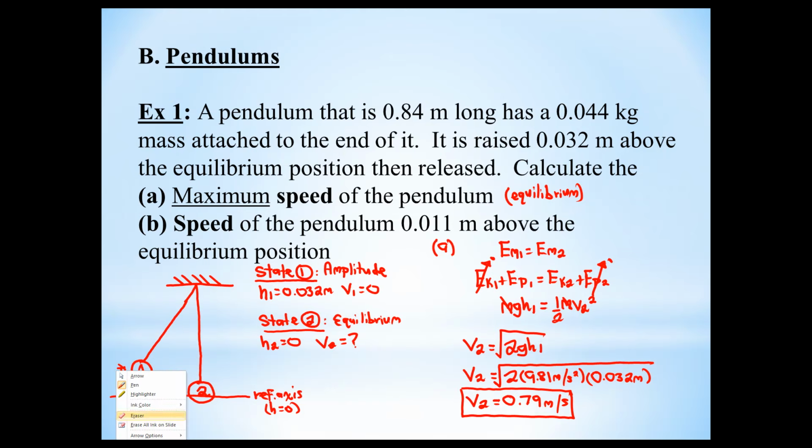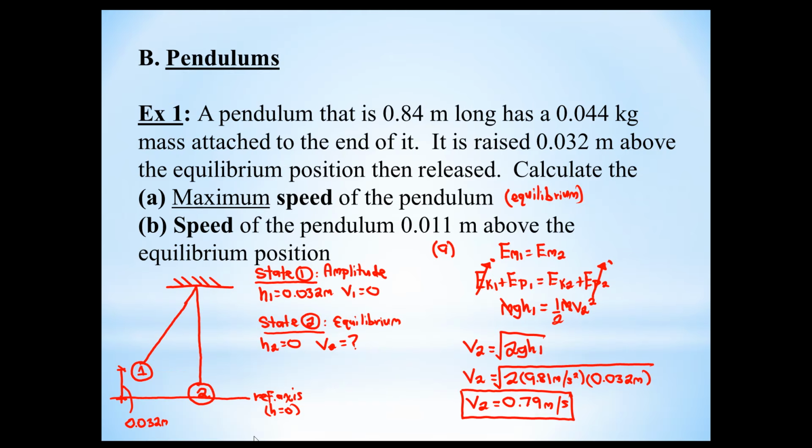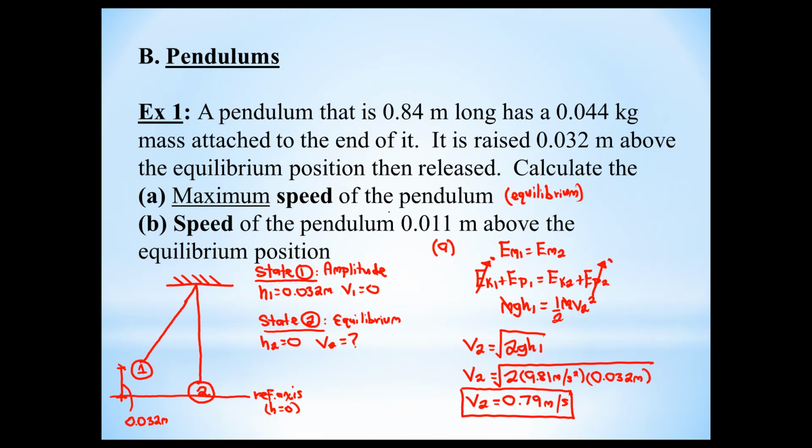Now, part B wants me to figure out what is the speed at kind of like an in-between state. So I'm in between state 1 and state 2. So it could be like you've brought this up to the amplitude, you let go, and we're interested in what's going on maybe like somewhere right here. Call that state 3.